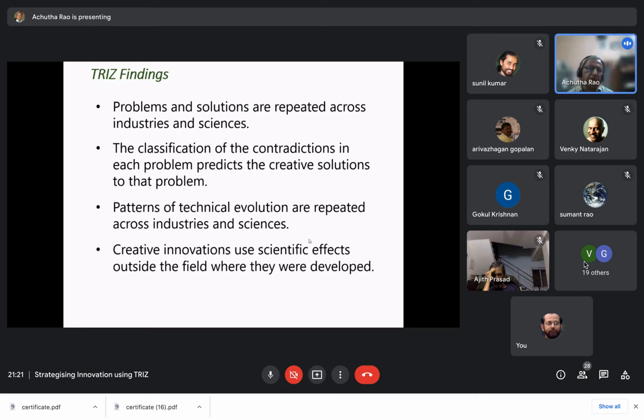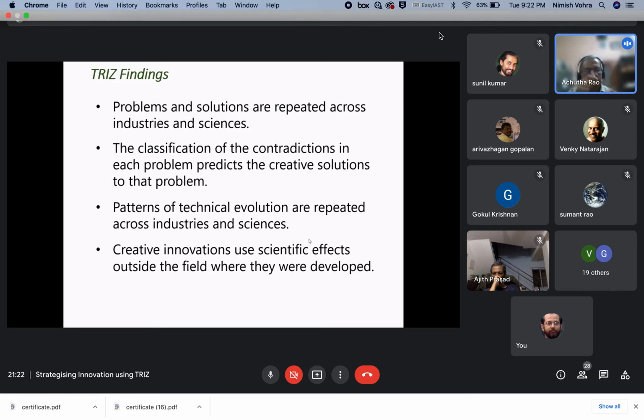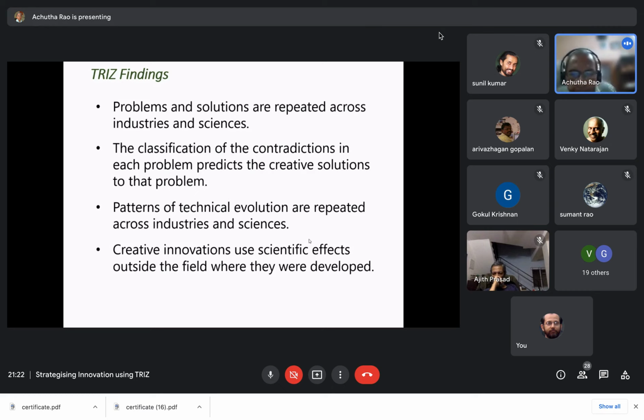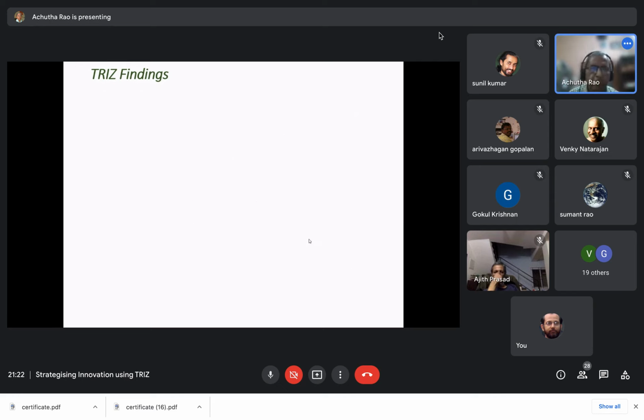Creative innovations use scientific effects outside the field where they were developed. There are a lot of scientific effects, geometrical effects, physical effects, chemical effects, which have been developed for a particular domain. What he says is that I can use them in any domain. So all this knowledge, gentlemen, is codified. So it is available easily for us to search and use. That part I am not going to deal with today. But otherwise, it is very easy, like income tax ready reckoners. How do we use them now? If my income is so much, what will be the tax paid? To that extent, they have made it very codified and easily adopted. Okay, so this is the thing.